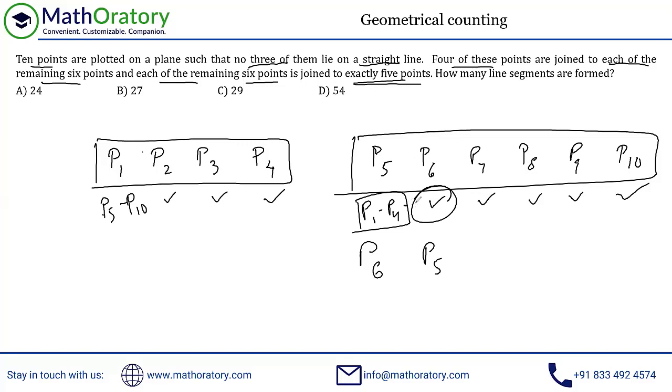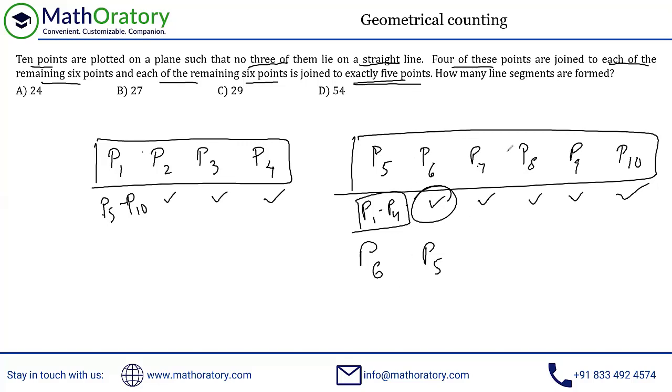So the 5 points that P6 is connected to, we already figured out. This is P1 to P4, so I just put a check mark for that. P1 to P4 are 4 points and it is connected to P5, so that makes 5 points. Similarly, P7 is connected to 5 points, with 4 points already here, P1 to P4. Additionally, it has to be connected to something else. It cannot be connected to P5 or P6, because those already have 5 points.